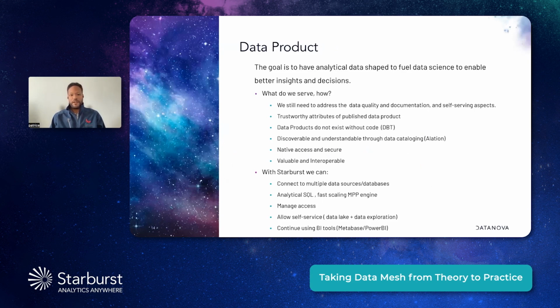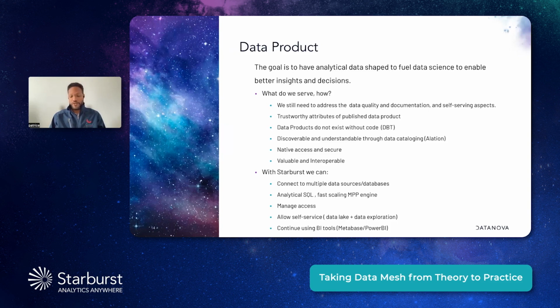So when we looked at data products, our goal was to have analytical data shaped to fuel data science and to enable us to make better insights and decisions from all the data that we collect from the farmers and from the animals. The main question is, well, how do we serve this data? And what exactly are we serving people in terms of data? And so we still needed to address the data quality, the documentation, the self-serving aspects. We need a way to have all the trustworthy attributes of a published data product, like the freshness, how often was it used, and by who.